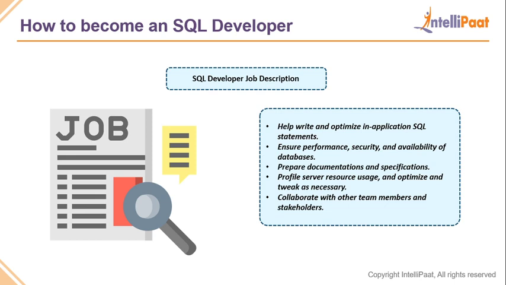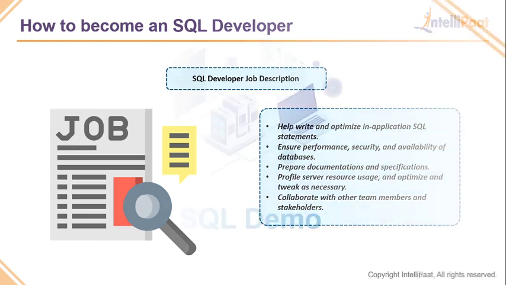Then there's profiling the server and resource users, and optimizing and tweaking as necessary. This is where it comes to optimizing the servers to perform better than they are. And finally, collaborate with other team members and stakeholders. This is where you collaborate with other people, try and figure out the value that the system should be bringing out, and then use the knowledge that you acquired in that collaboration and use your SQL skills to build databases and work with the team.